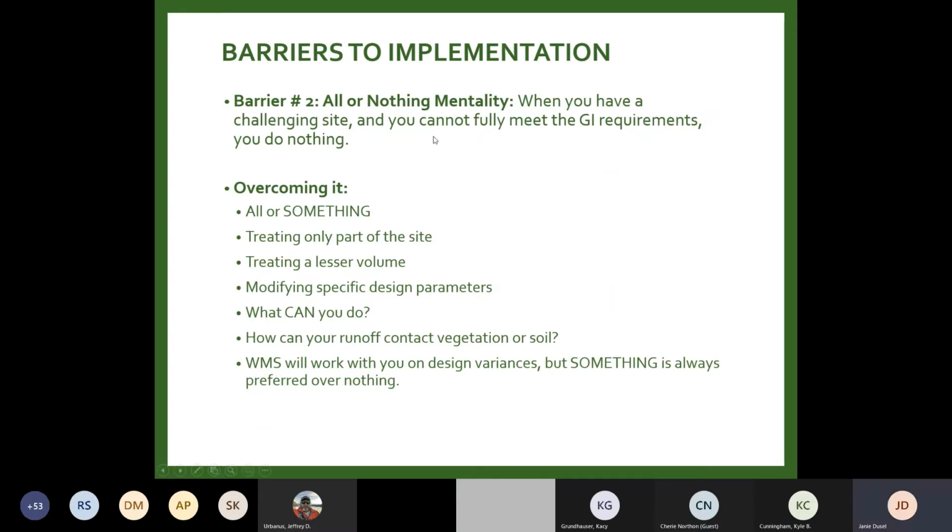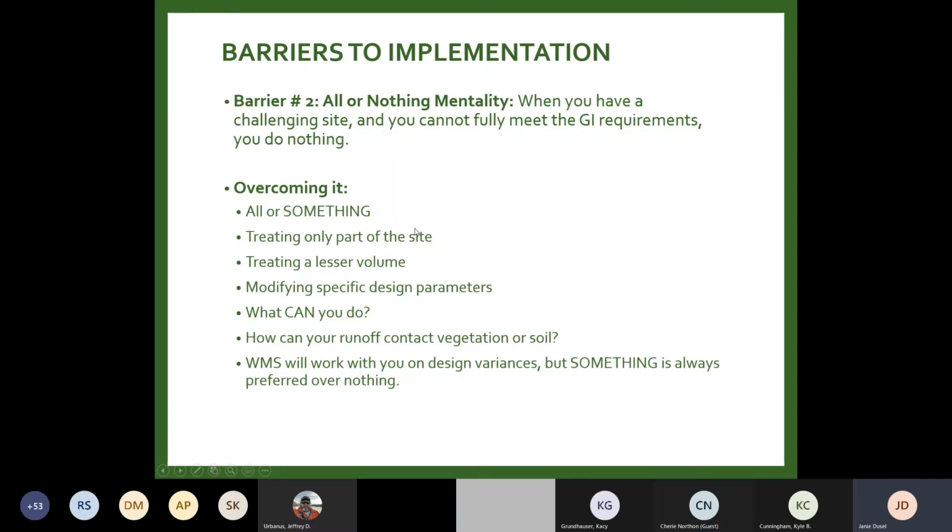So barrier number 2 that we're going to talk about is an all or nothing mentality. So this means when you have a challenging site and you know that you're not going to be able to fully meet the green infrastructure requirements, the attitude is, well, I can't do anything. I'm not going to do any treatment. It's not possible. We're just going to do nothing. So this is a problem because, again, it's a requirement of our permit, right? We understand that there are challenging sites, but overcoming this barrier is really trying to change your mentality from all or nothing to all or something, right? Something. What can you do on your site?